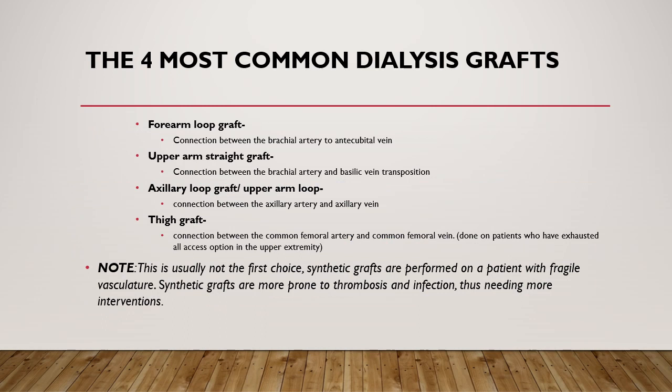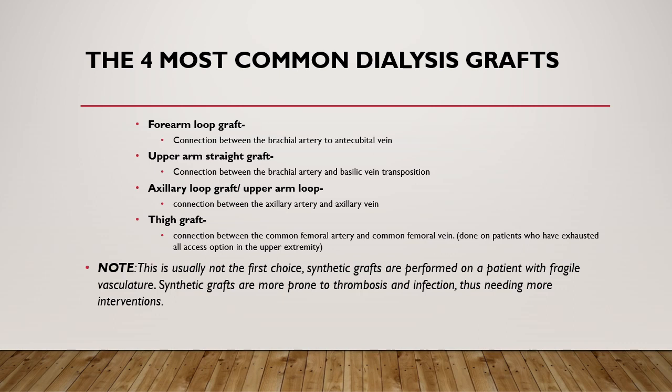Now, the four most common dialysis grafts. You have the forearm loop graft, which is a connection between the brachial artery to the antecubital vein. You have the upper arm straight graft, which is a connection between the brachial artery and basilic vein, and the basilic vein is transposed during this procedure because the basilic vein, of course, is at the posterior part of the upper arm, so the vein needs to be transposed anteriorly to the arm to enable improved access during dialysis.